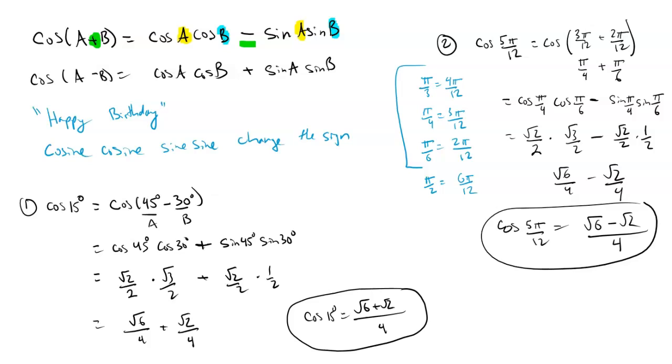That's our answer. You're going to notice that these values are very similar to each other in terms of what we're going to get, right? So you're going to have a 4 in your denominator, you're going to have a root 6, and you're going to have a root 2 of some sort, okay?